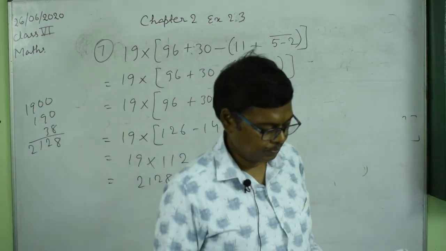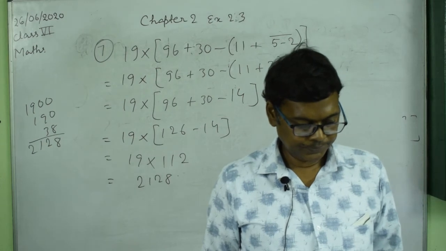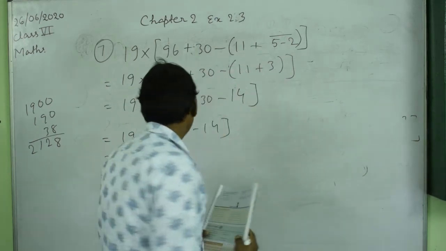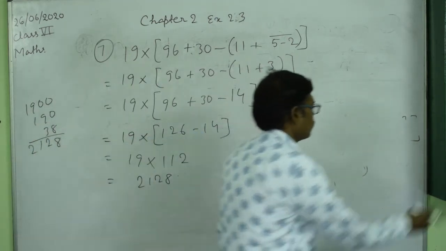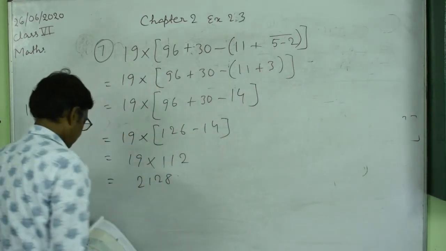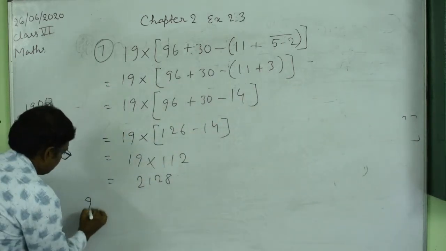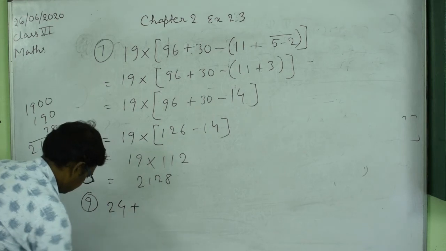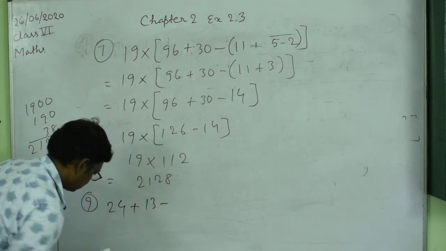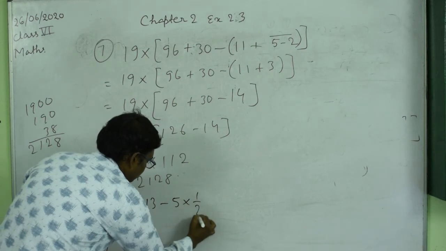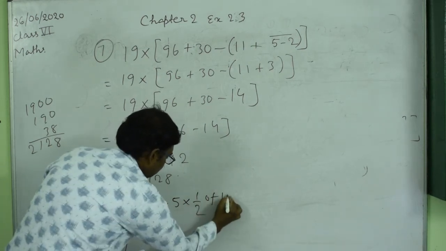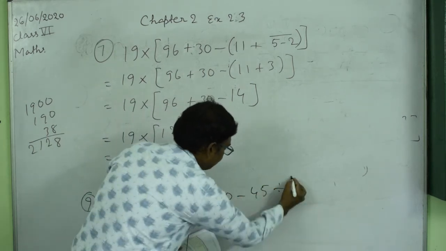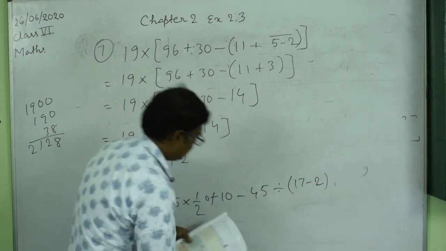And now I will solve question number 9. Let us see question number 9. Question number 9 is here: 24 plus 13 minus 5 into 1 by 2 of 10 minus 45 divided by 17 minus 2. Okay, this is the question.